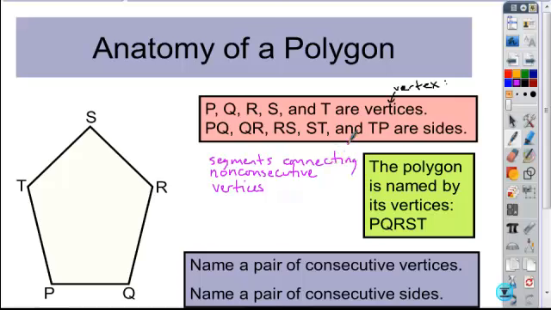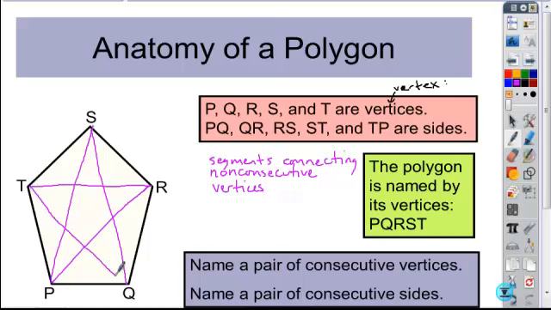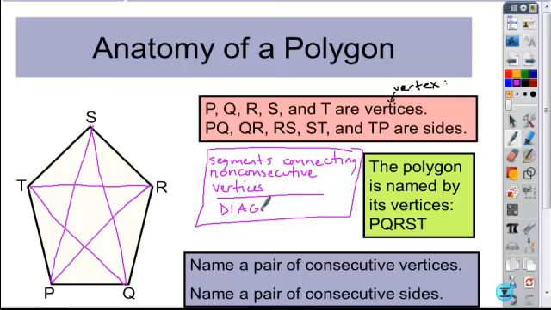So if we wanted to identify segments connecting non-consecutive vertices, so P to R, P to S, S to Q, R to T, Q to T. Those would be segments that connect non-consecutive vertices. Those are called diagonals. Okay, so connecting consecutive vertices are the sides, connecting non-consecutive vertices are diagonals.